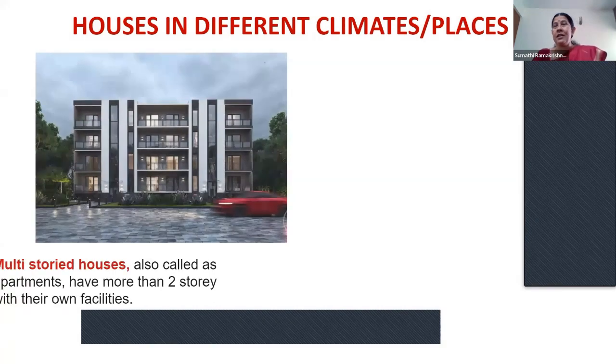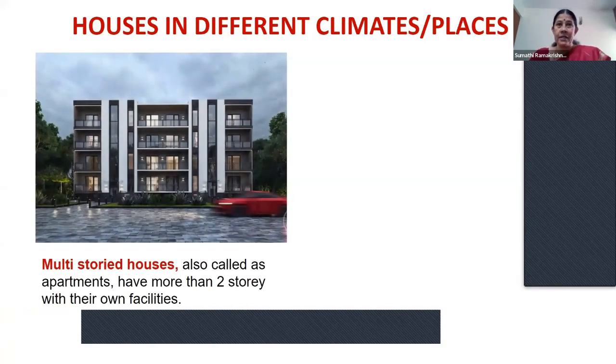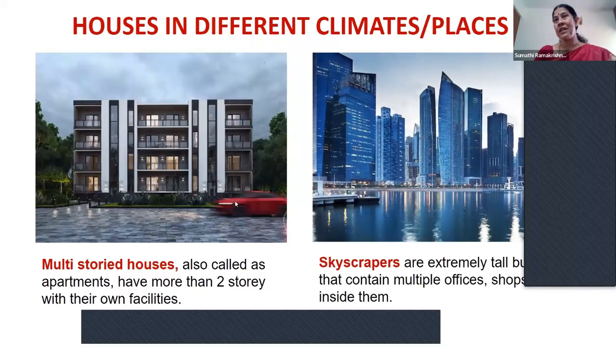Then comes the multi-storied houses where we are living. These are all called apartments. Anything more than two-story, they are called multi-storied buildings. These are all the skyscrapers. They are very tall and they have multiple offices, shops, everything inside.